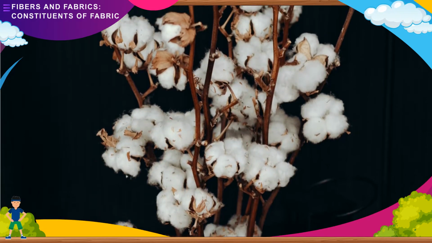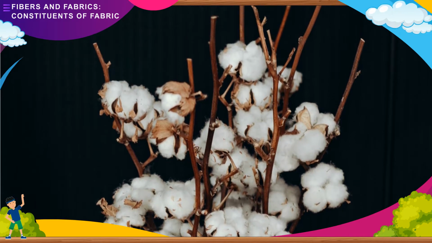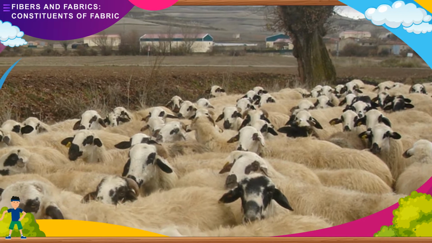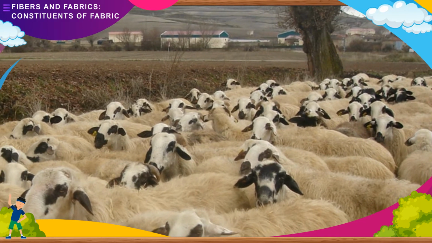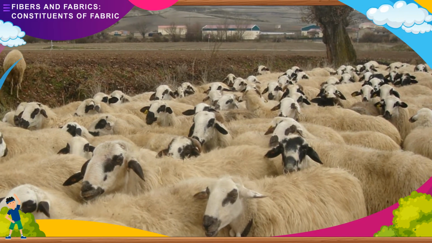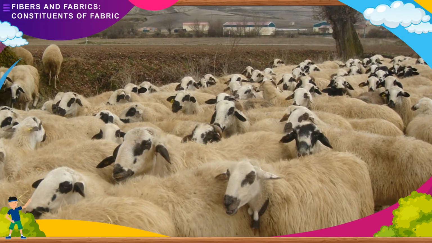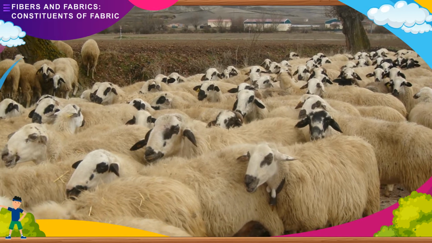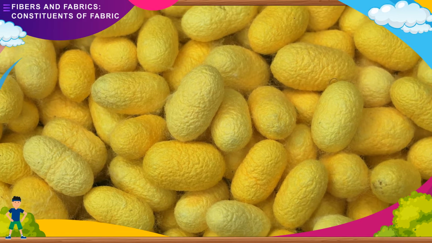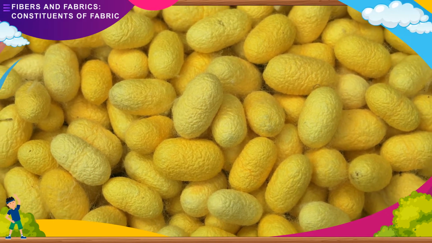What fiber makes up woolen clothes? Where do these fibers come from? Unlike cotton, wool and silk are the fibers that are obtained from animals. Wool has several varieties and is obtained from animals such as sheep, goat, camel, yak, llama, rabbits, and so on, while silk is obtained from the cocoon of the silk moth.